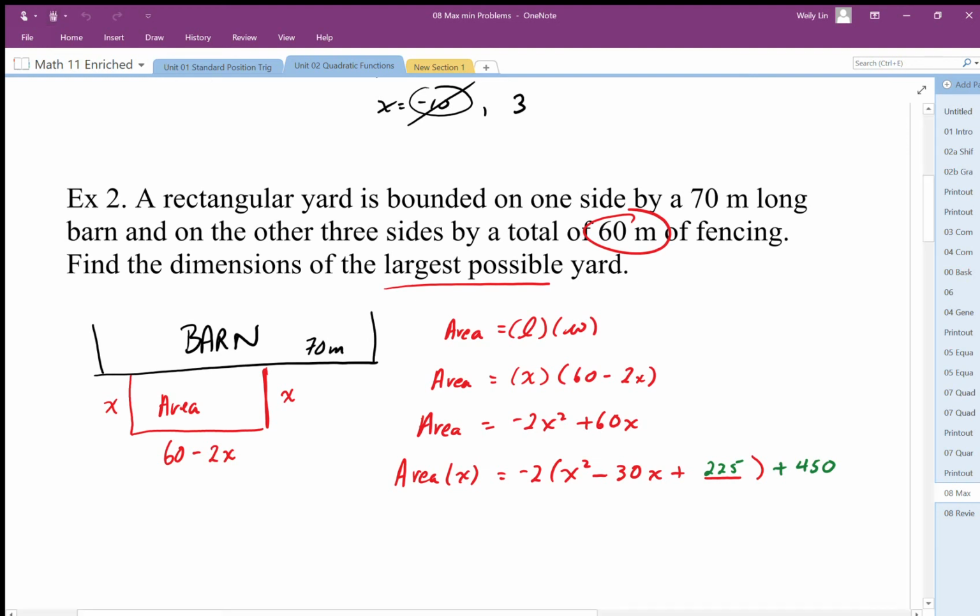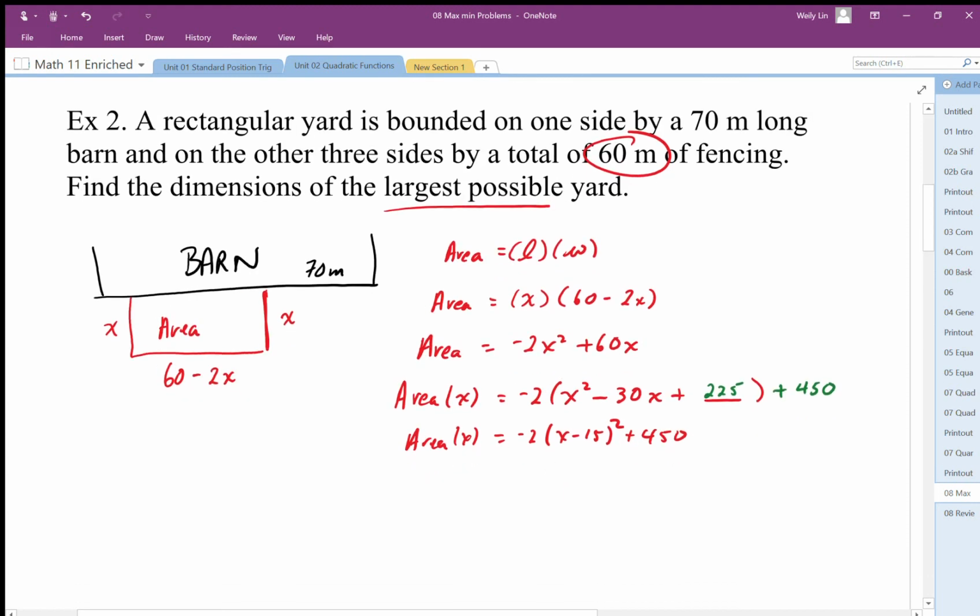We have to find the x coordinate, which is going to end up being 15. Okay, so we know that the length is 15, so it's 15 by 60 minus 2 times 15, which is going to be 30. So it's going to be a 15 by 30 area. And again, that's equal to 450 square meters.